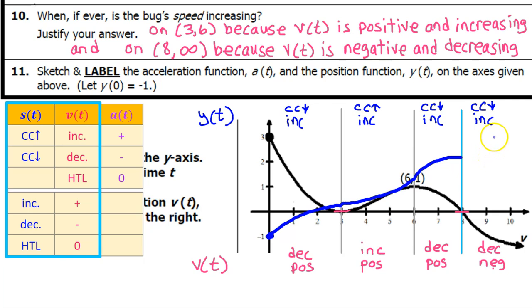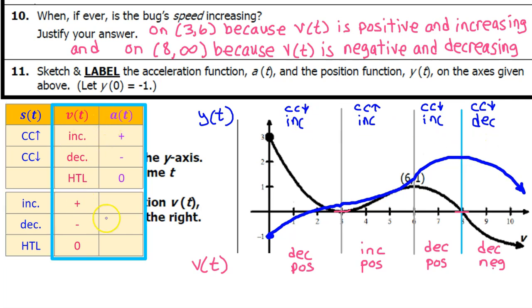In the last interval, y is concave down and increasing. So here we go. Whoops, I made a mistake right here. Wherever velocity is negative, position should be decreasing, not increasing. So on this last interval, y should be concave down and decreasing. So something like this. Just put an arrow on it, and that's the end of y of t.